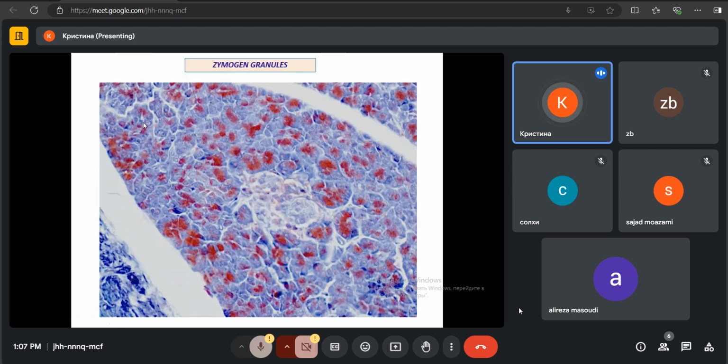In this picture, the zymogen granules are stained in red color, so they are located more closely to the center of the acinus, and to the periphery of the acinus there is more basophilic staining. Here we have the islet of Langerhans, where the cells have no such granules and the cytoplasm is almost non-stained, very pale looking.